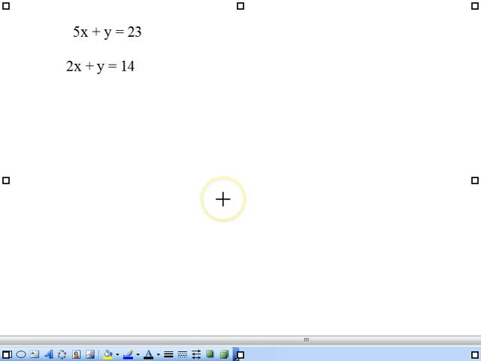Now we're going to review solving systems of equations by the subtraction method. For the subtraction method, you just look up here and you are going to be subtracting both sides of the equation. So you have 5x minus 2x, so 5 minus 2 is going to be 3x. Y minus y will give you 0, it doesn't matter, it'll give you the same answer.